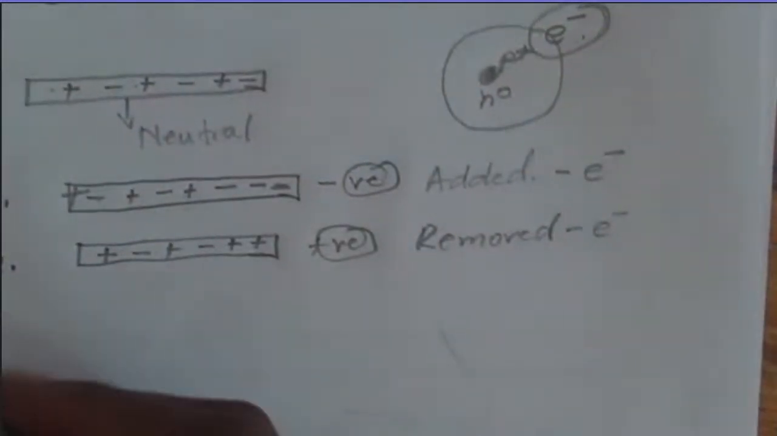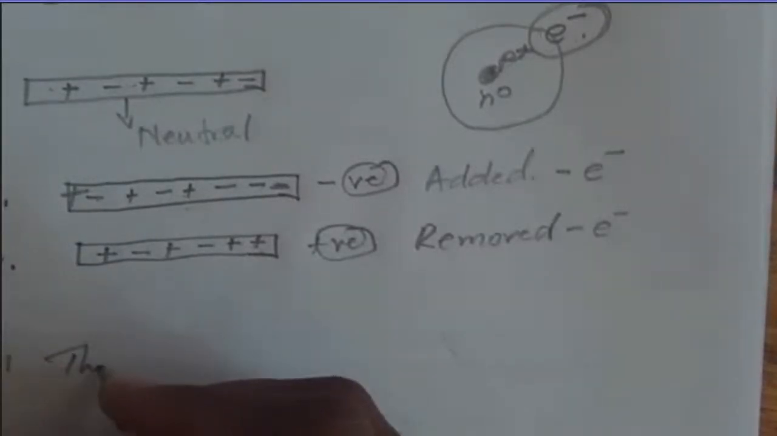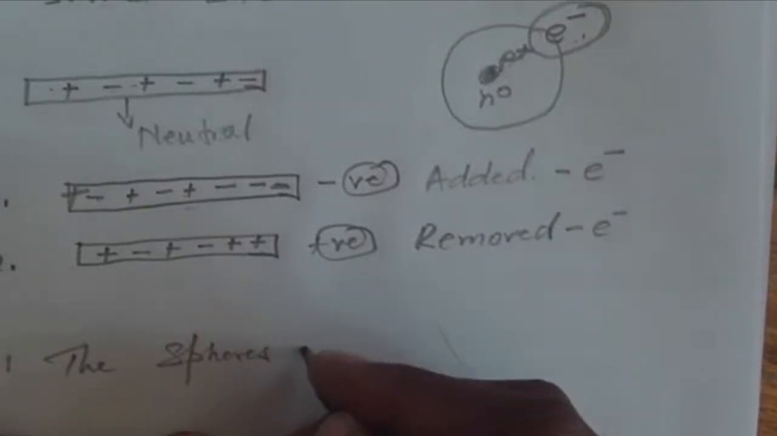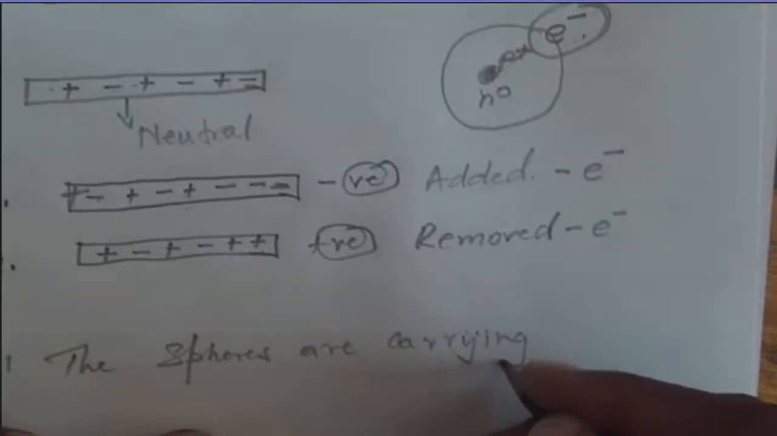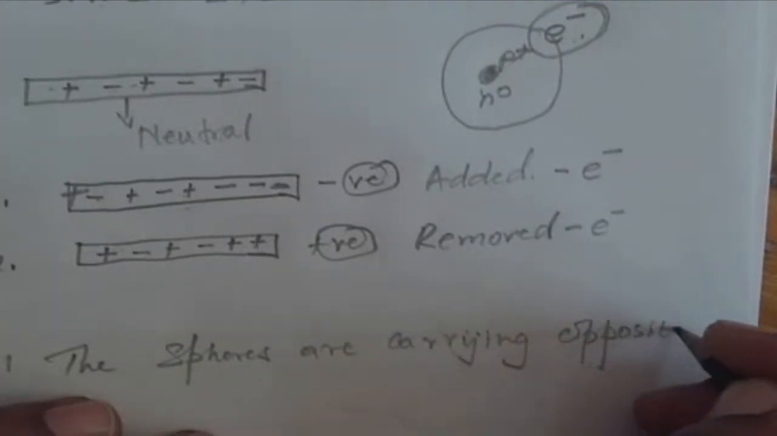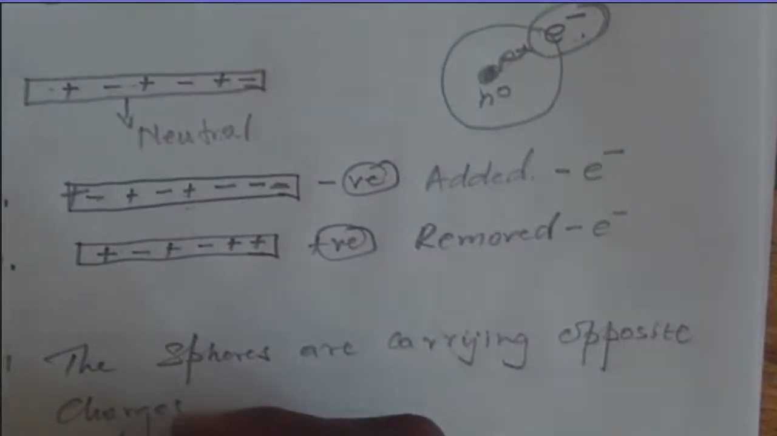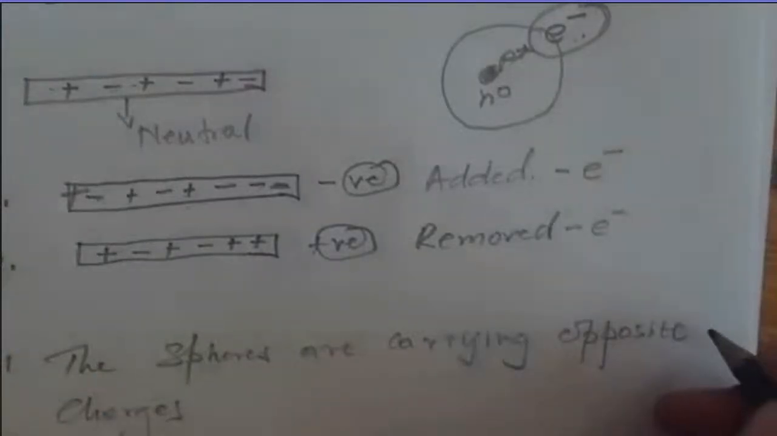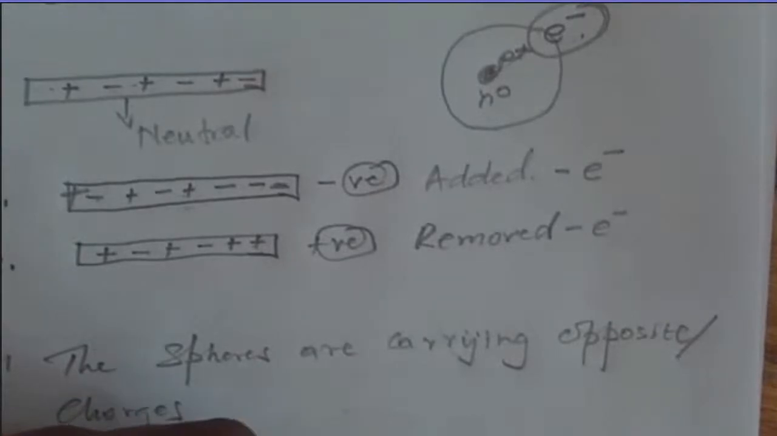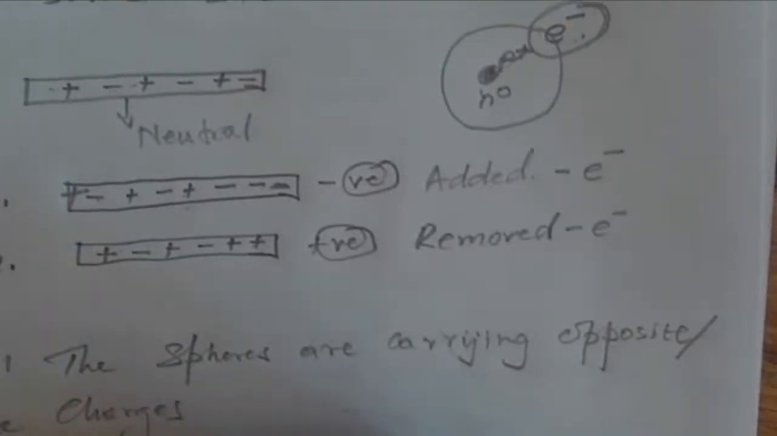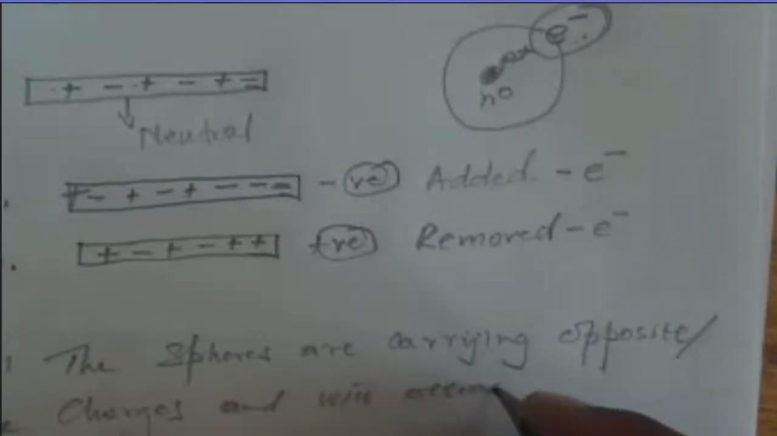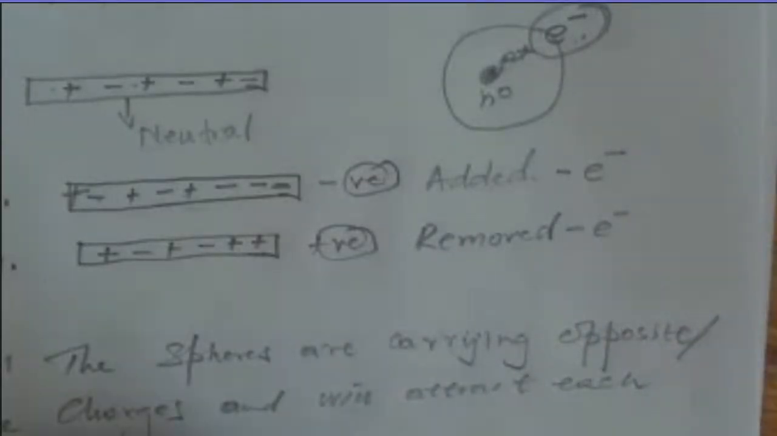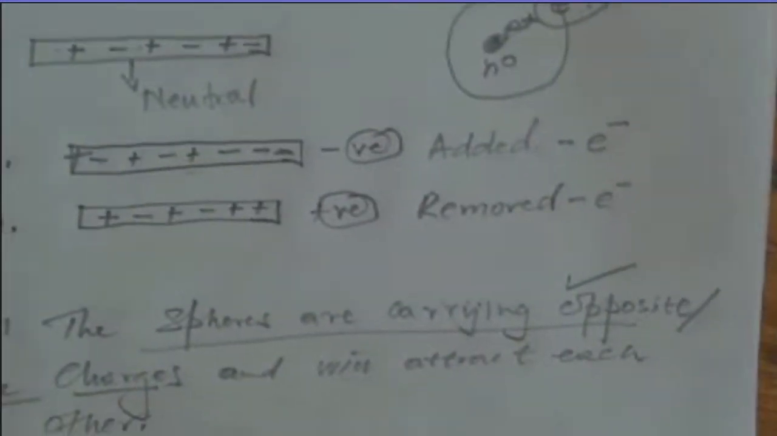So 5.1.1 will say, the spheres are carrying opposite charges, or you can say unlike charges, and therefore, these unlike charges will attract each other.